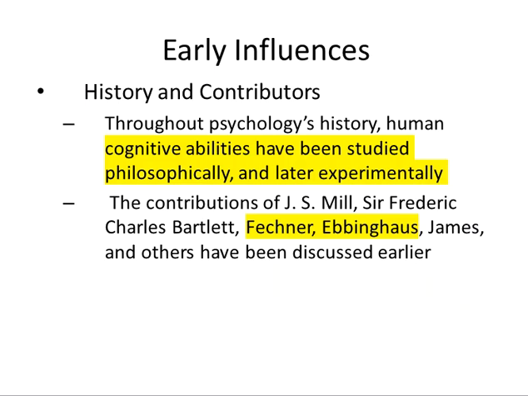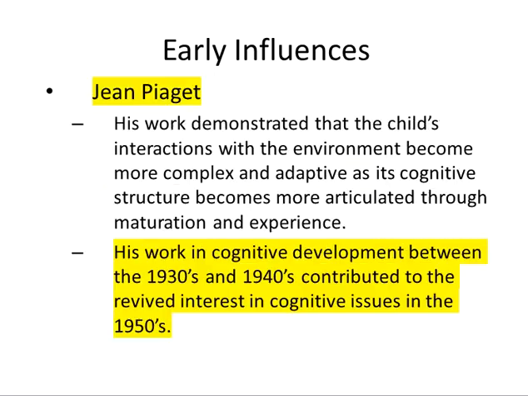So, what are some of the early influences? History and contributors. Throughout psychology's history, human cognitive abilities have been studied philosophically and later experimentally. The contributions of J.S. Mill, Sir Frederick Charles Bartlett, Fechner and Ebbinghaus, James and others have been discussed earlier. Jean Piaget. His work demonstrated that the child's interactions with the environment become more complex and adaptive as its cognitive structure becomes more articulated through maturation and experience.